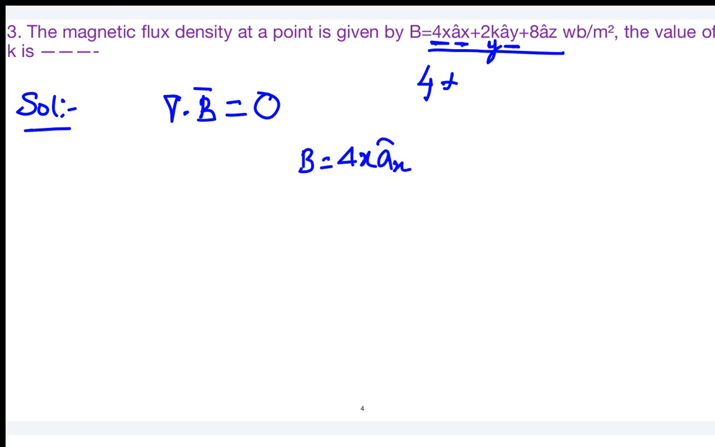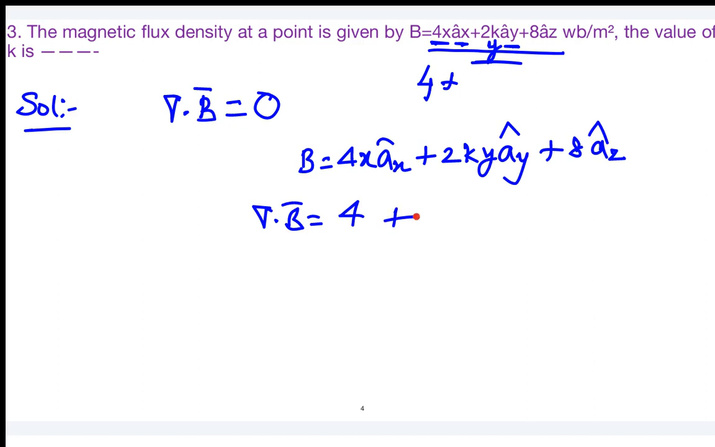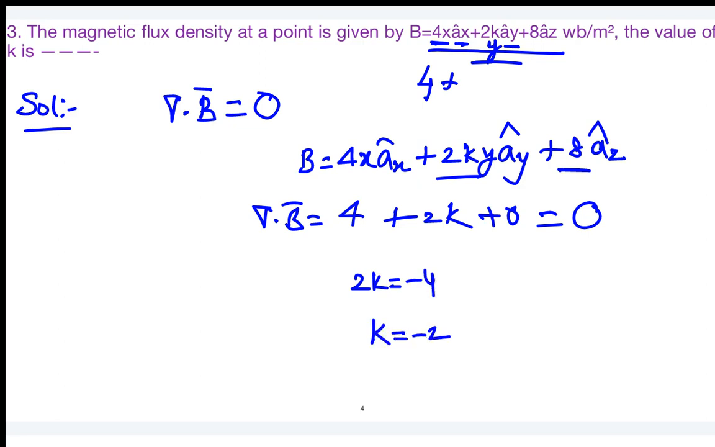So the actual vector is 4x AX cap plus 2KY AY cap plus 8 AZ cap. You can correct that question. So the divergence of this will become 4 plus 2K, and the differentiation of a constant is 0. So your divergence of magnetic flux will be 0. So 2K will be minus 4, and K is equal to minus 2.